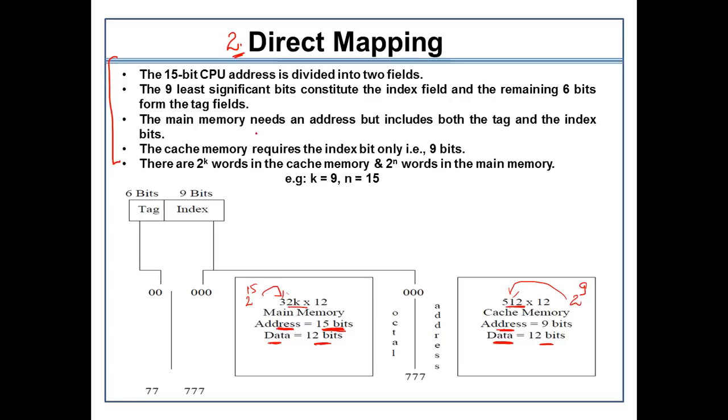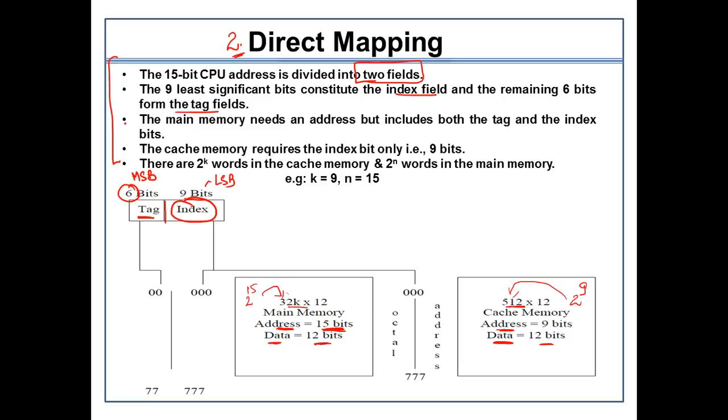All right. So what we did here: a 15-bit CPU address is divided into two fields. This is very important to understand. We have a total of 9 plus 6 equals 15 bits, right? So we have segmented this data into two forms. The 6 most significant bits are considered as the tag, and the 9 least significant bits we are considering as the index, just for our reference. So this is what we have written here.